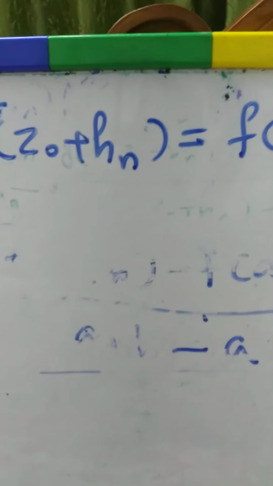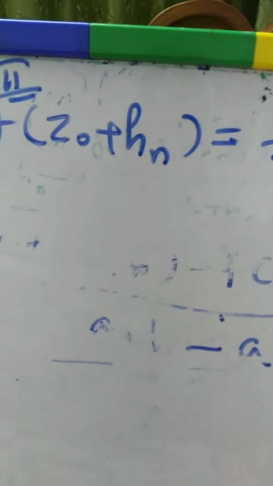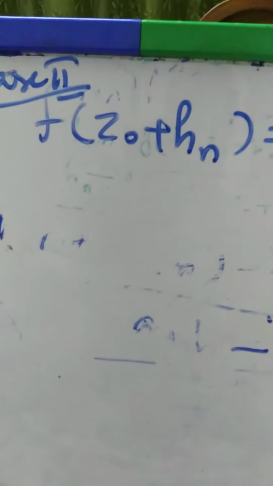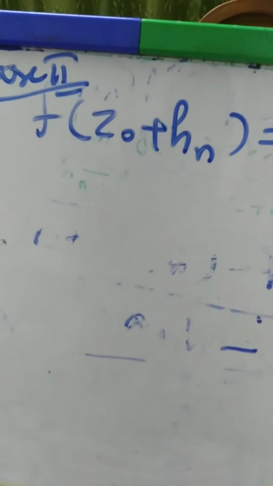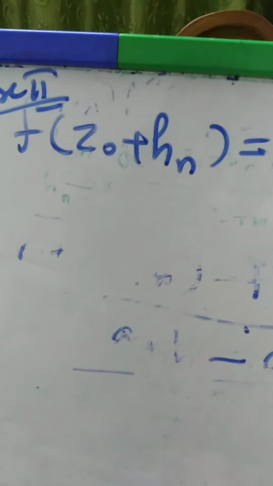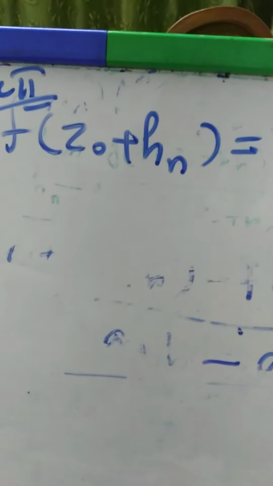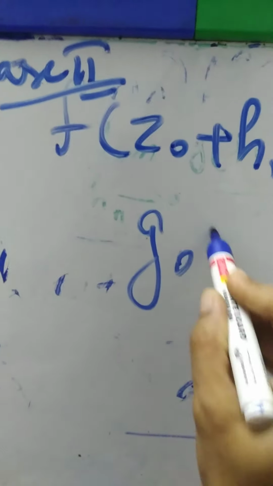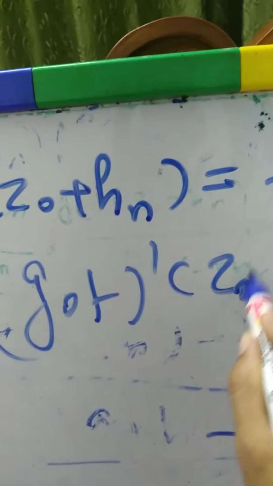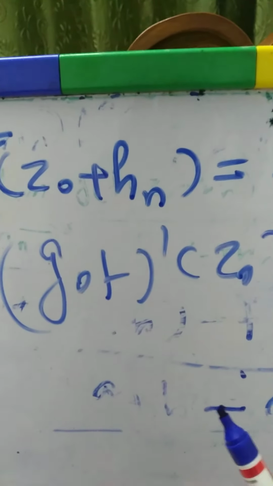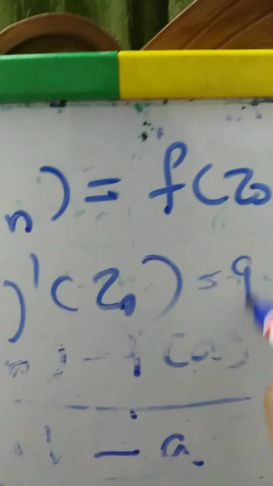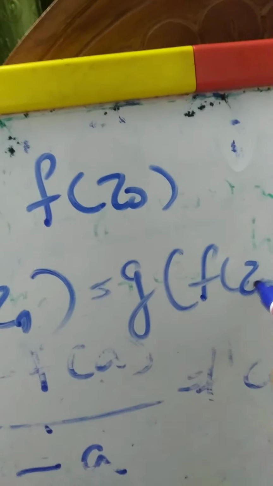So in this case also we need to show that g composition f is differentiable at the point z naught, and the derivative exists at z naught. So how can we evaluate the derivative of g composition f at the point z naught? That is, g composition f whole dash of z naught is equal to g dash of f of z naught into f dash of z naught.